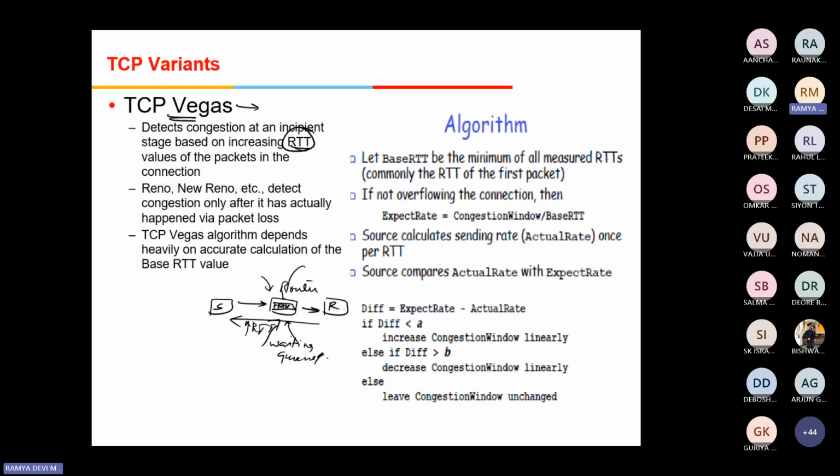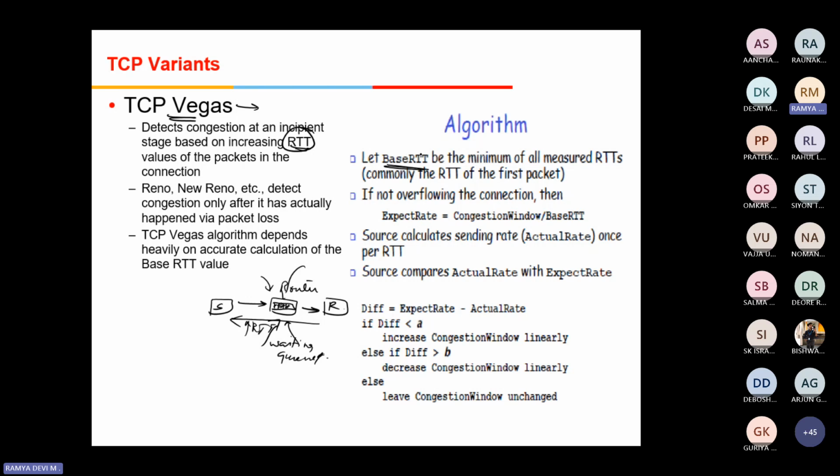That will be set to the base RTT. The first packet is sent and the acknowledgement received. There will not be any queue in the network, so there will not be any waiting time in the router. Why? Because the queue is empty. So there is no queuing delay, and that time will be set to the base RTT.